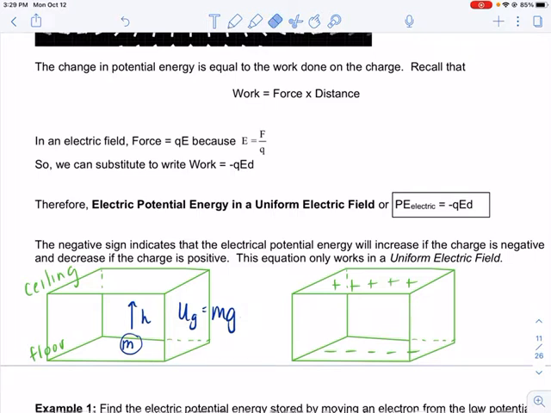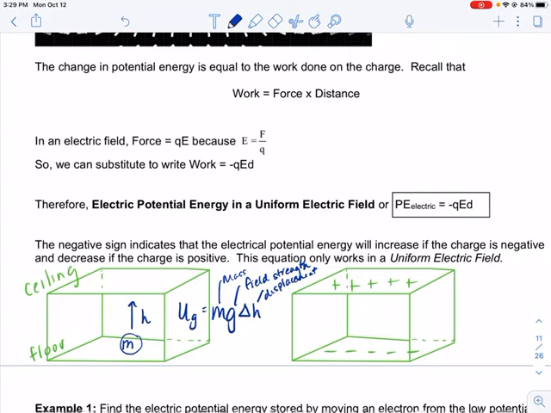Let's do delta H. And that gravitational potential energy is going to be equal to the mass times G, which is the strength of the field. So that's supposed to say field strength, and delta H is the displacement. The direction matters, right? Because up is going to increase the potential energy and down is going to decrease the potential energy.